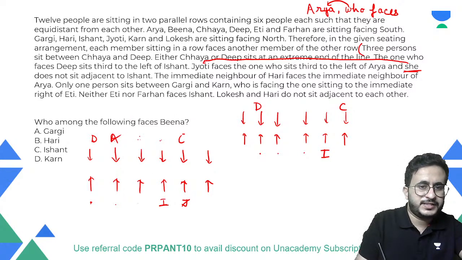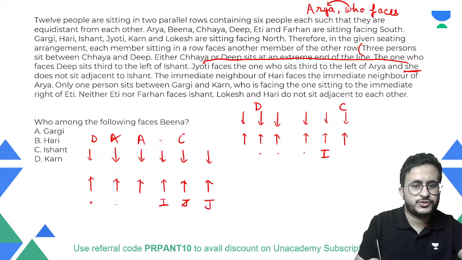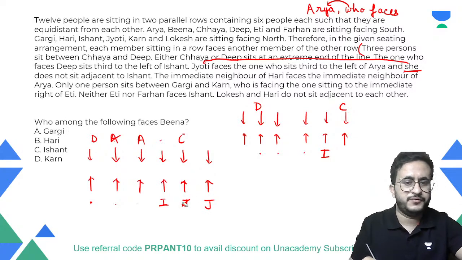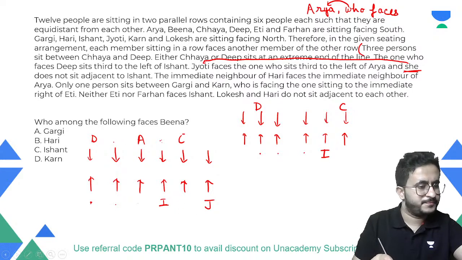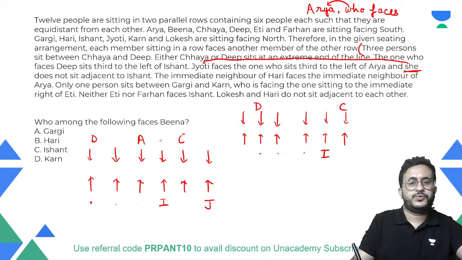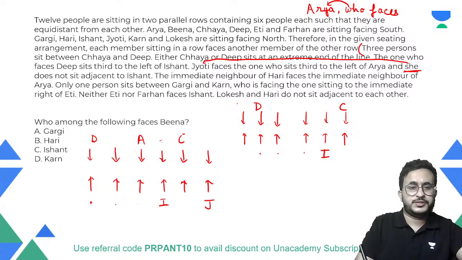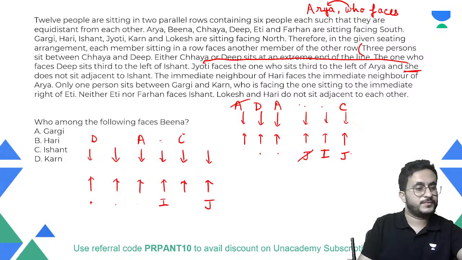Then if we take the next case, let us suppose Arya is sitting here. Third to the left means one, two, three. This is this person, and opposite that person is Jyoti. So we will get only one possibility of Arya, that is this. Right? Now let us look at this case. If we put Arya here, Jyoti faces third to the left, so one, two, three. This will be Jyoti, but this is not possible because Jyoti is not adjacent to Isha. If you put Arya here, in 1, 2, 3, this would be Jyoti. Again, not possible.